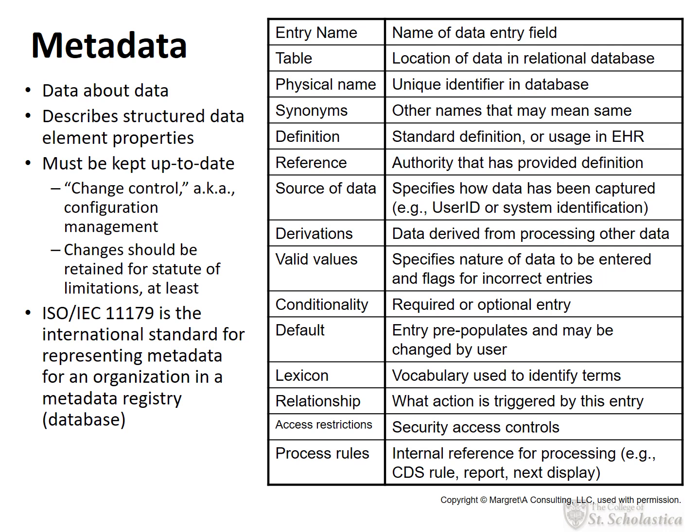In other words, we should not be able to enter 1000 degree Fahrenheit for a patient's temperature. It's not a valid value. Conditionality refers to whether an entry is required or optional. Default means an entry pre-populates and may be changed by the user. For example, we could have today's date default, and the user would have to change it if they want to refer to a different date.